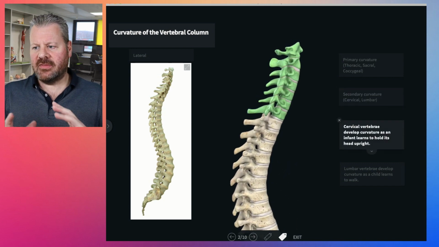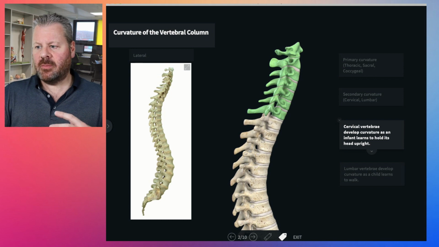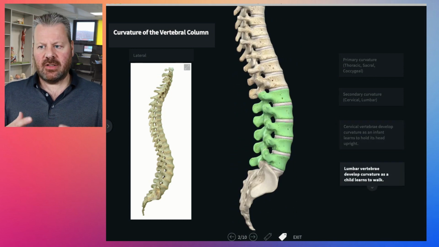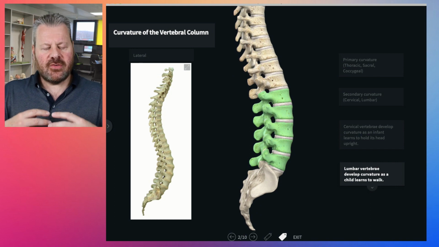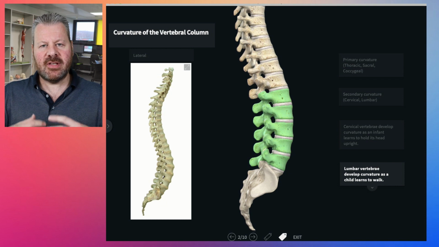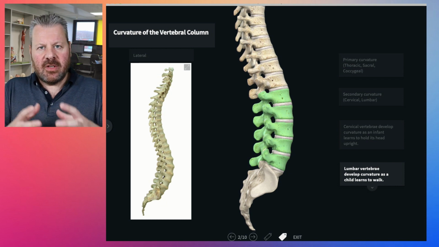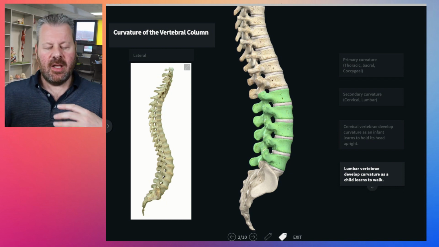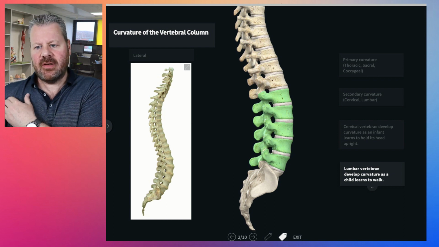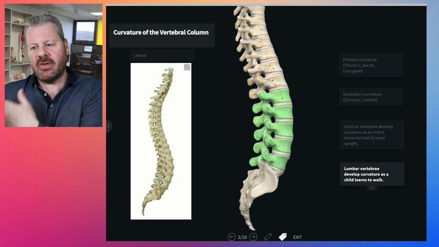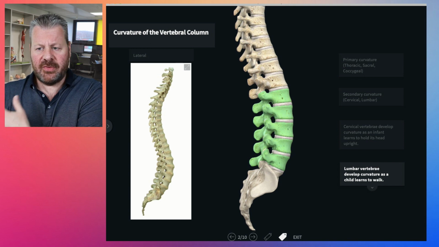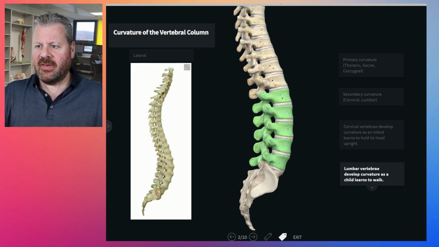Cervical curve develops as the infant learns to hold its head upright, the lumbar as a child learns to walk. And so as weight bearing starts to increase and the natural biomechanics of the body take over, then we slowly adapt. Much as we spoke about the biceps, there is no groove there originally at birth. That bicipital groove develops as load is put through it. Similarly, the curves develop as we develop.